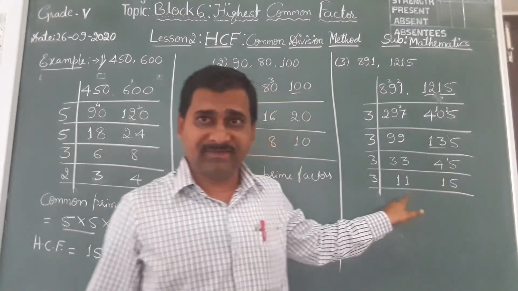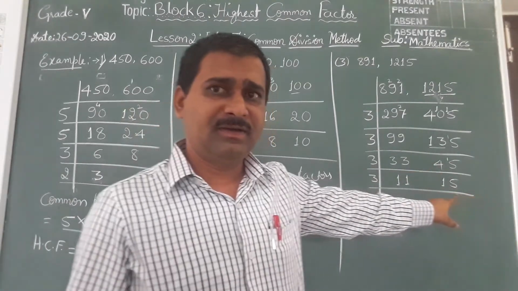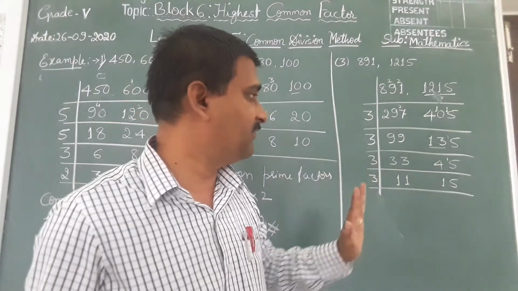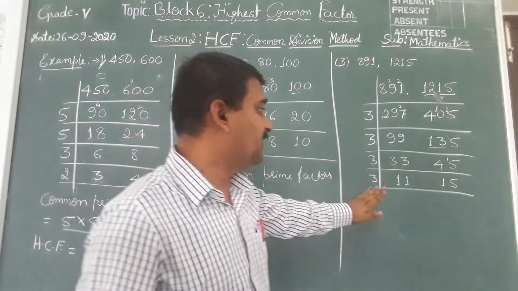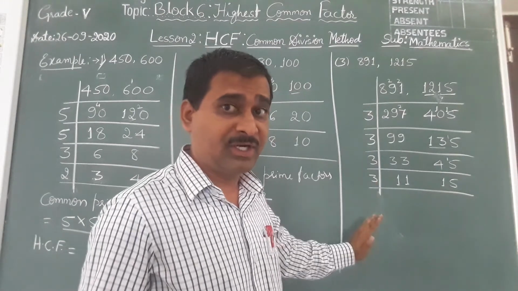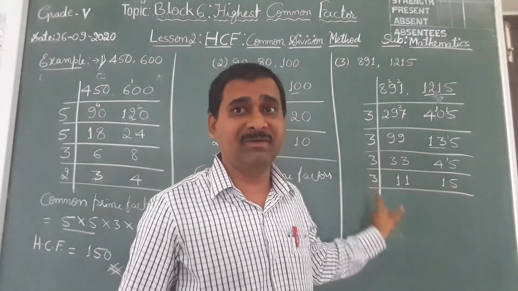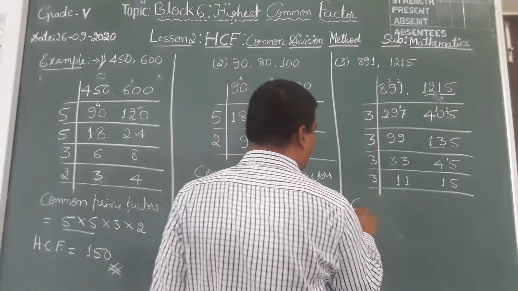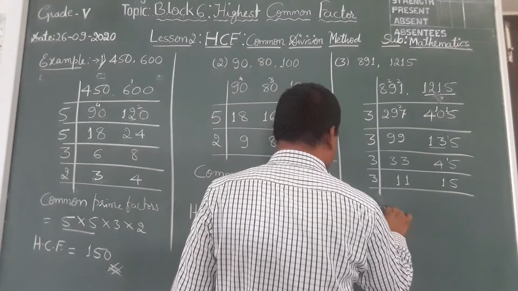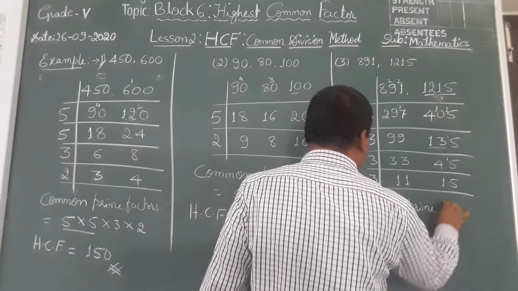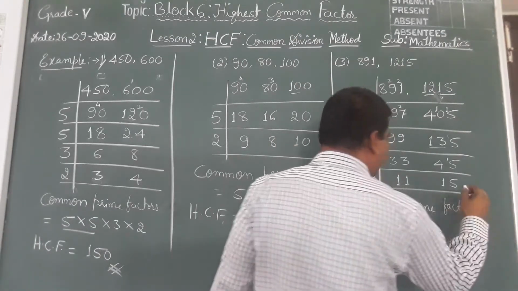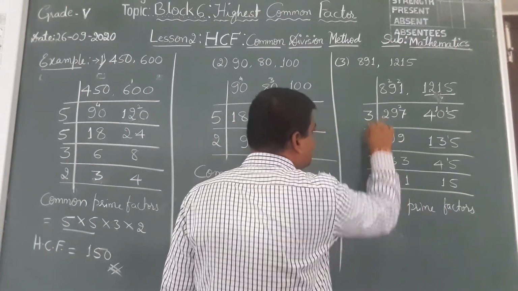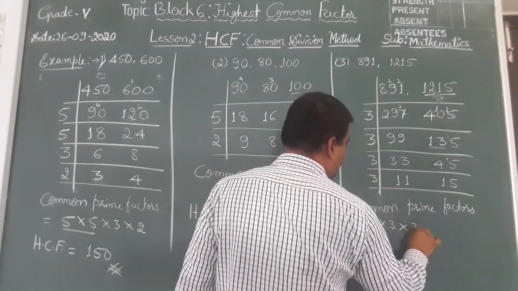Now children, 11 and 15. Will you get these two in the same table? Check, you check. It is not possible. 11 and 15 you will not get in the same table. So further I cannot continue. If I want to continue, both should be divisible by the same common number, but it is not possible. So we'll write common prime factors.